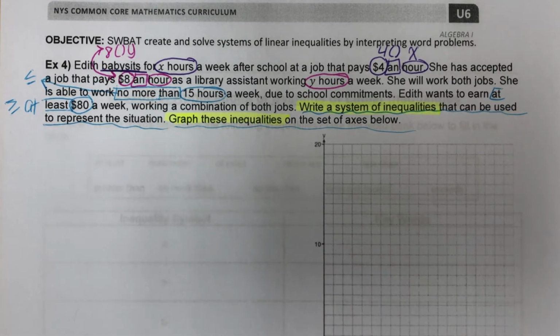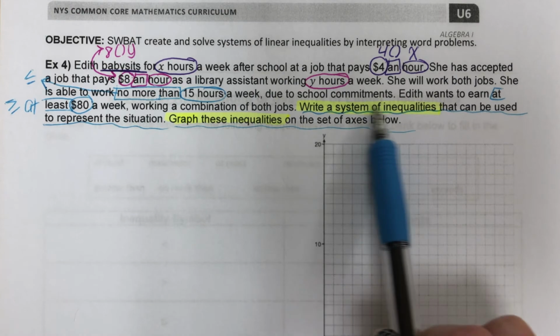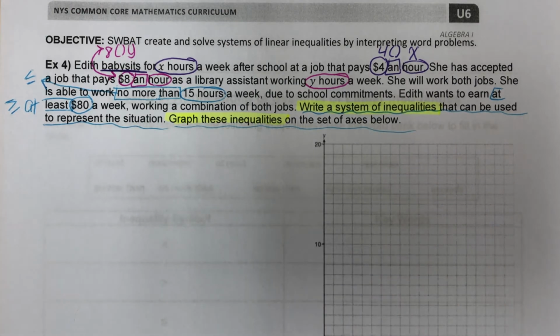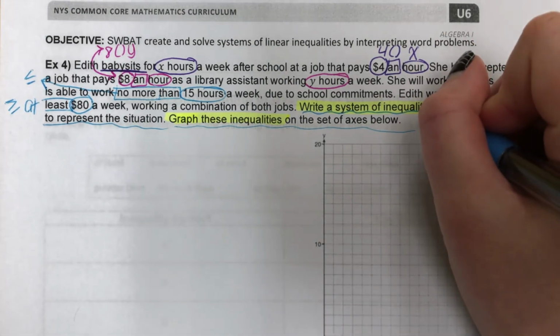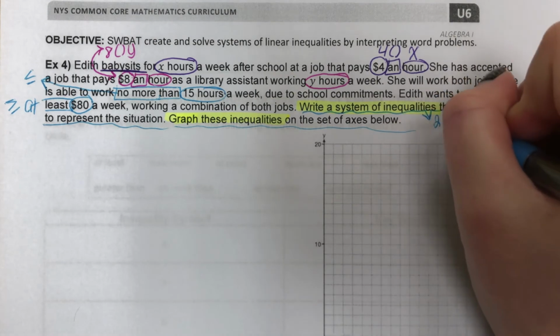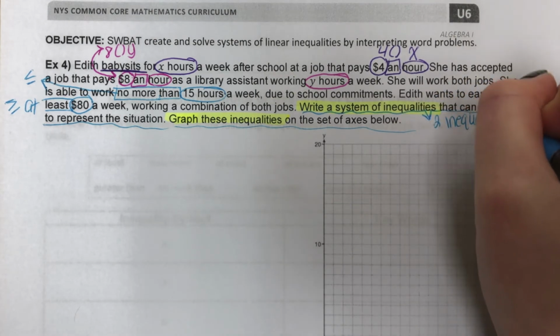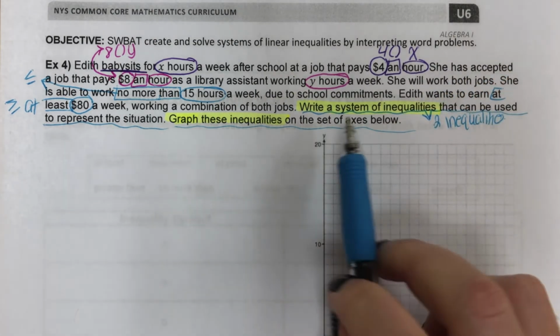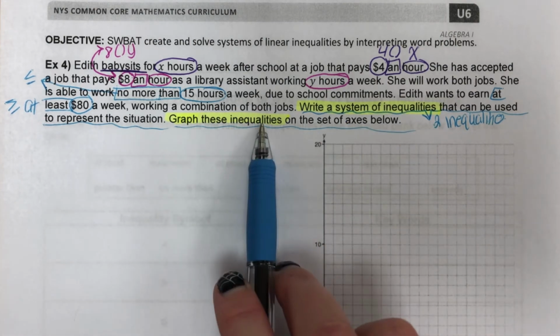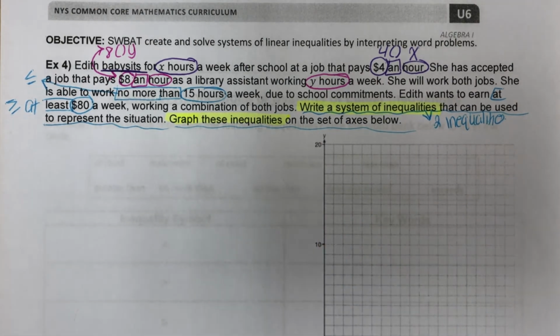The first part says write a system of inequalities. When you see this key word here, system of inequalities, that means I'm going to have 2. So let's write that on the side here. I'm going to have 2 inequalities. All right, and then after I write them, it says that I want to graph them on the set of axes below, which would be right here.